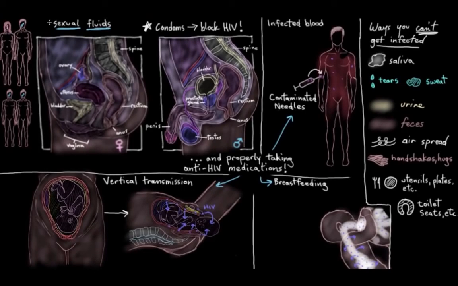But there you go. The main routes of transmission: unprotected sexual activity, contaminated needles, from mom to newborn, and via breast milk.